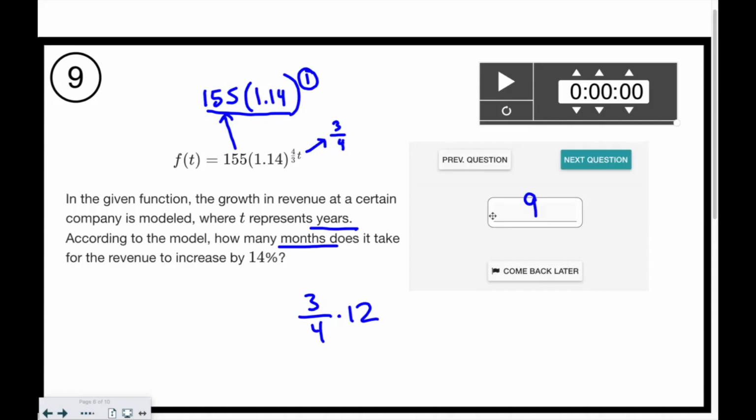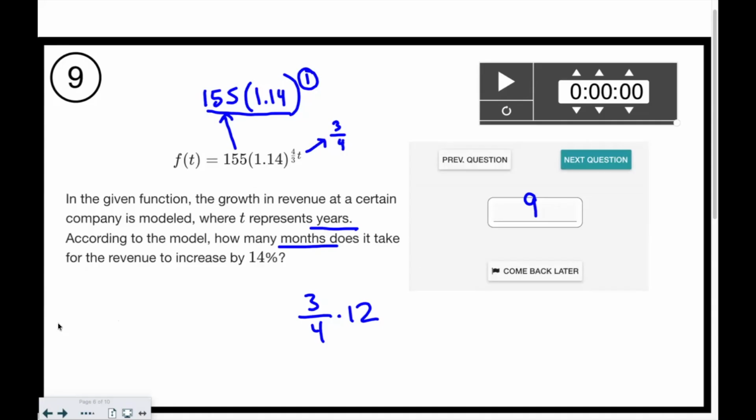Any questions on that? I have a question. Yeah, go ahead. I don't really get what the 155 and the 1.14... I think that looks like the 14%. But I'm not sure how to like... the way that you kind of explained it, if that makes sense.